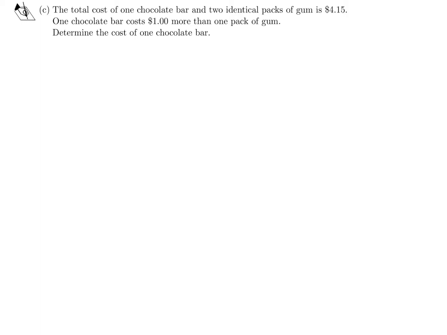The total cost of one chocolate bar and 2 identical packs of gum is $4.15. One chocolate bar costs $1 more than one pack of gum. Determine the cost of one chocolate bar. So 1 bar plus 2 packs of gum is equal to $4.15. And they also tell you that 1 bar is equal to the cost of the gum plus $1. So I can substitute that into there.